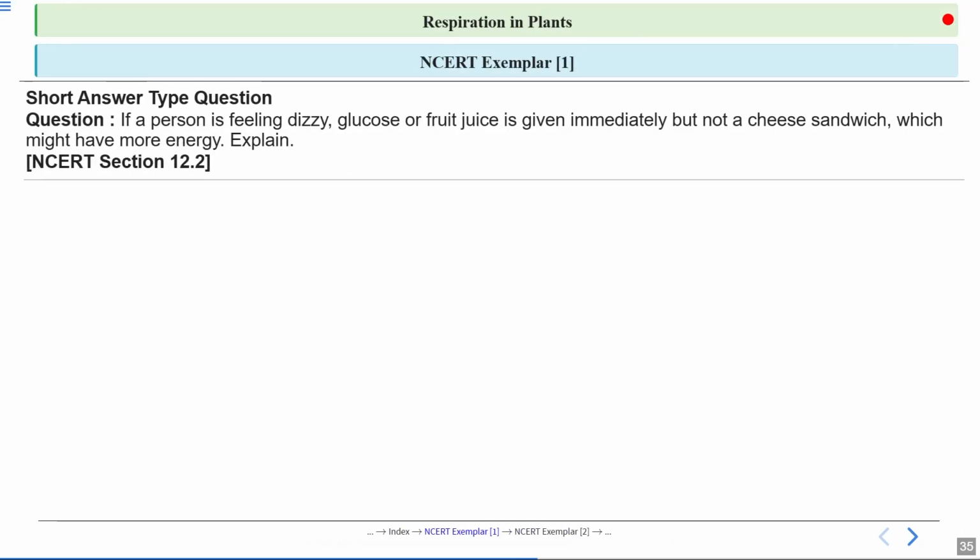So let's look at the next question. We will be beginning with short answer type questions. If a person is feeling dizzy, glucose or fruit juice is given immediately but not a cheese sandwich, which might have more energy. Explain. So let's look at the answer.